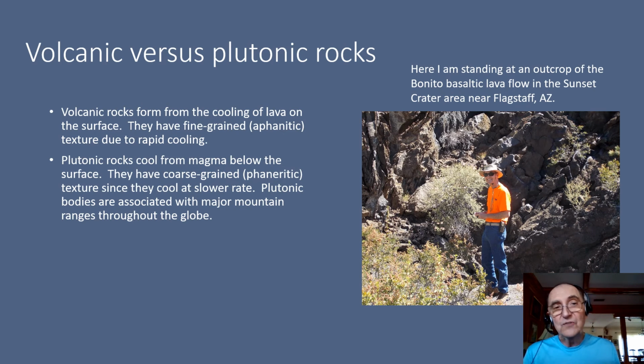Now, volcanic rocks form from the cooling of lava on the surface. So, as I said before, they have typically a fine-grained aphanitic texture because they cool very quickly. The crystals don't have time to grow. The plutonic rock cools from magma below the surface. They cool much more slowly, so the crystals have time to grow to bigger sizes. They develop a texture that we call phaneretic. By the way, plutonic bodies tend to be associated with almost every major mountain range throughout the globe, the world.